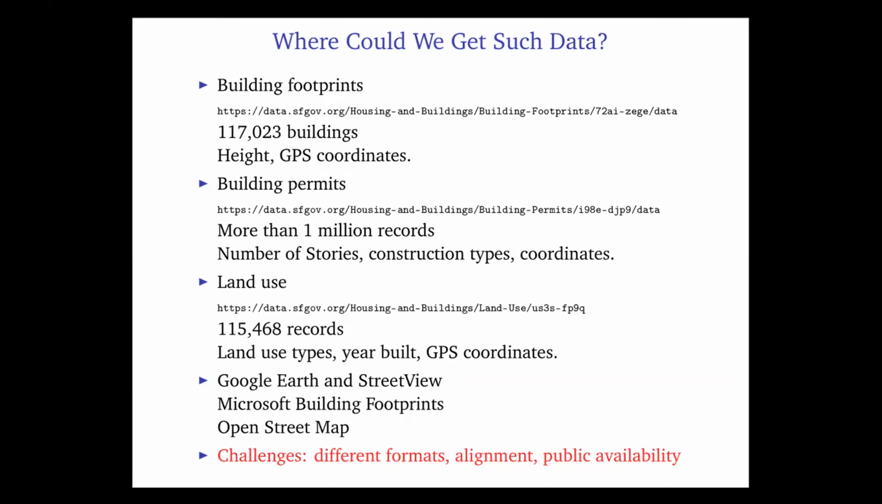So where could we get such data? You know, there are a few links about San Francisco. You can get building footprints. They have height, they have GPS locations. These are all public records. There are building permits, more than 1 million records. There are a number of stories, construction types, coordinates. And then there's land use, which year the building was built, the GPS coordinates. With the GPS coordinates, we can align all these different records.